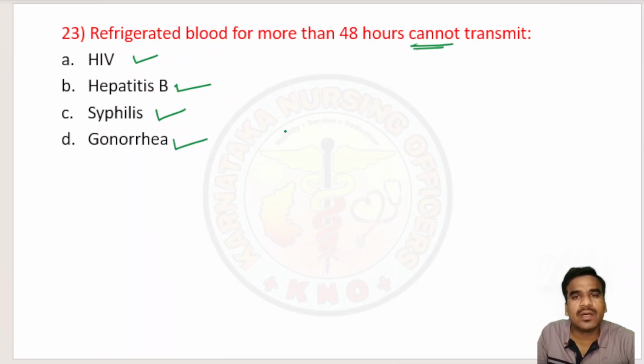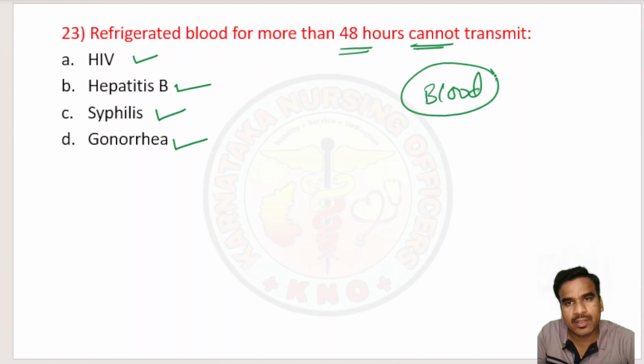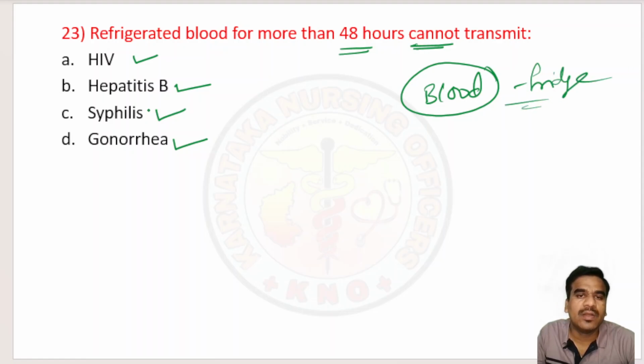Okay, so here is the answer, that is the 48 hours. Suppose we keep the blood products in the refrigerator. Which disease cannot transmit? So the answer is syphilis. I will tell you why.